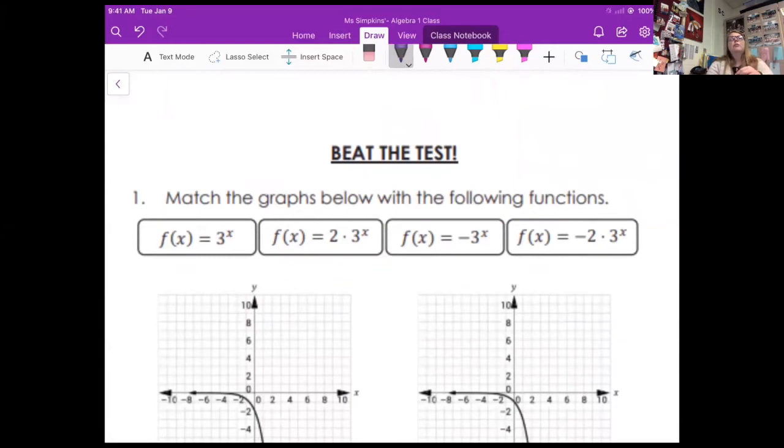Not necessarily. The second and the fourth are also opposites. Oh, does it have a multiple in the front? Yeah, it doesn't look like it has a y-intercept, but it does.